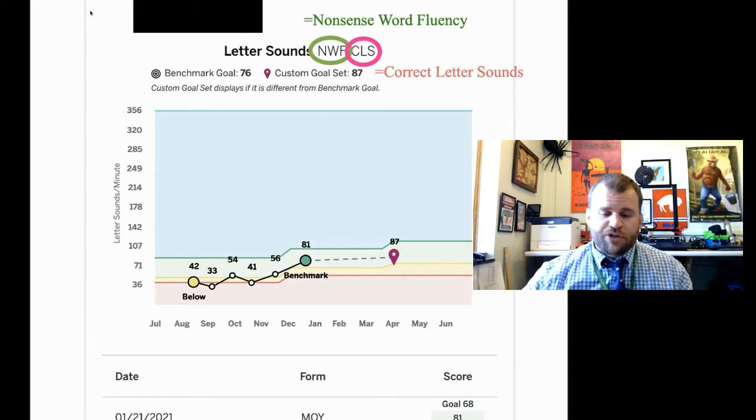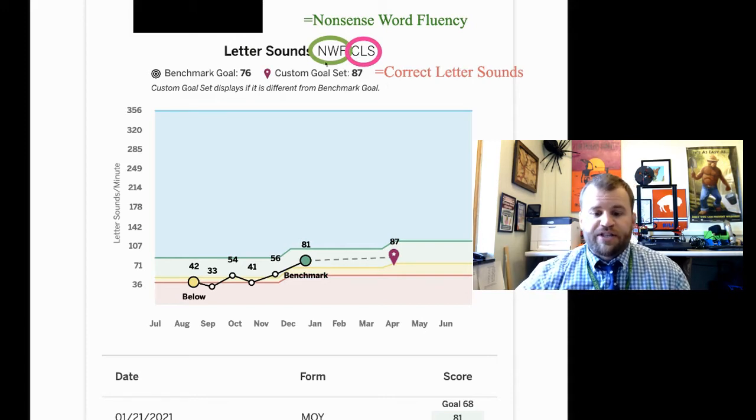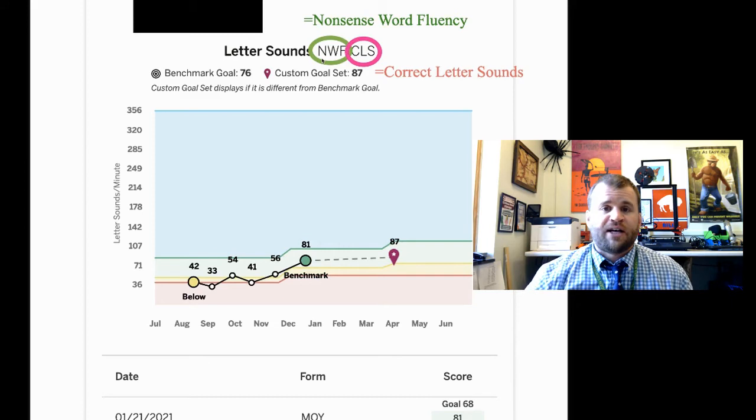So the first thing I want to show you is this one. This is the NWF CLS test, and I'm sure nobody knows what that means. It stands for Nonsense Word Fluency, Correct Letter Sounds. Your student is given a list of nonsense words, words that aren't real words. They have to decode these words, and your test monitor is looking for correct letter sounds.